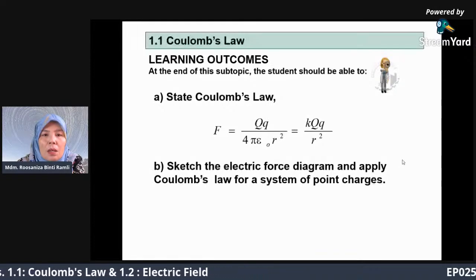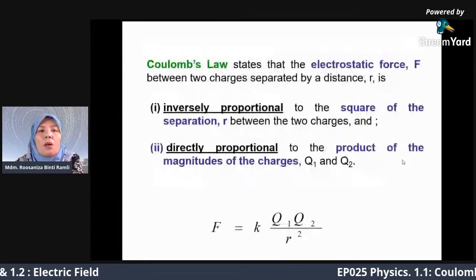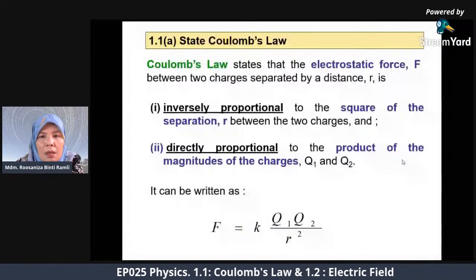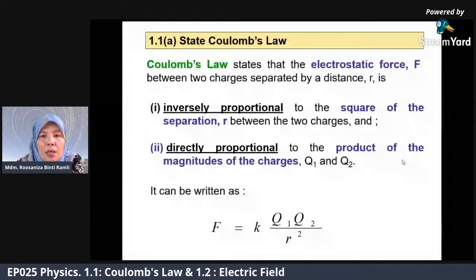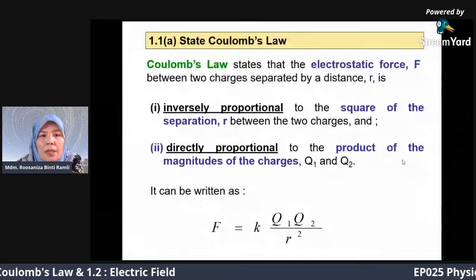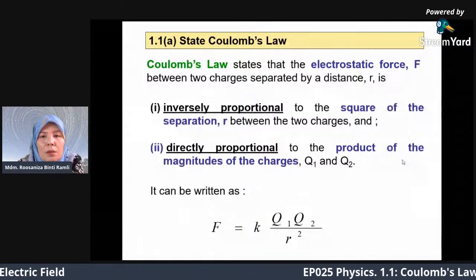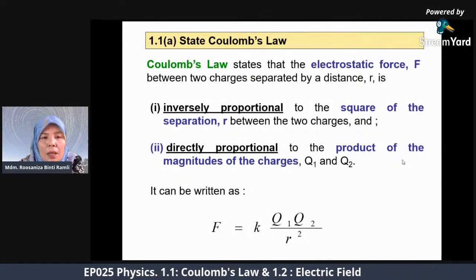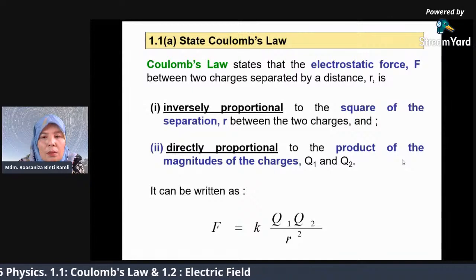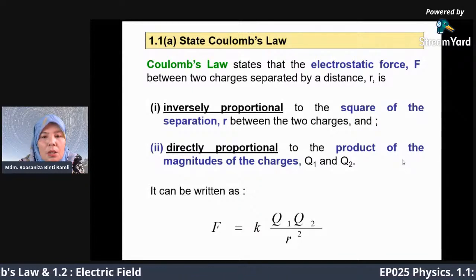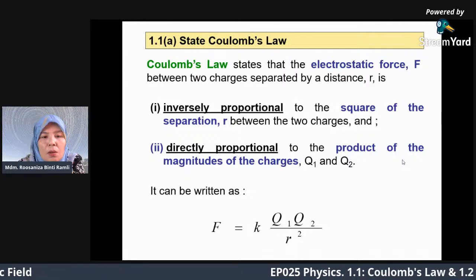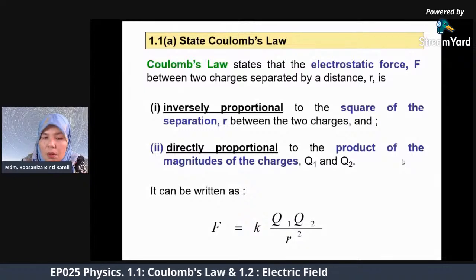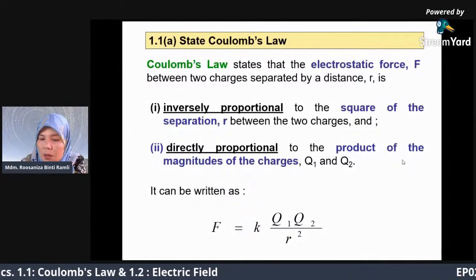Okay, what is Coulomb's law? Coulomb's law states that the electrostatic force, meaning the force between two charges separated by a distance r, is first inversely proportional to the square of the separation r between the two charges, and then directly proportional to the product of the magnitude of the charges Q1 and Q2. So, in conclusion, it can be written as F is equal to K Q1 Q2 over R square.